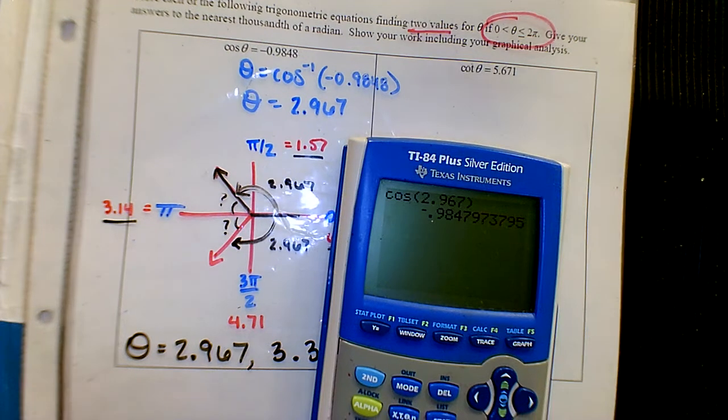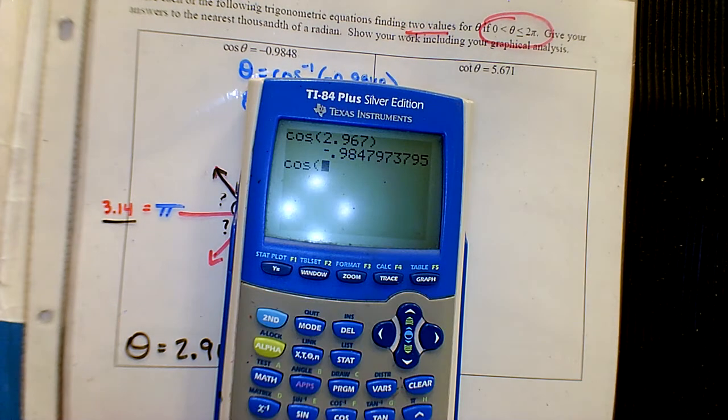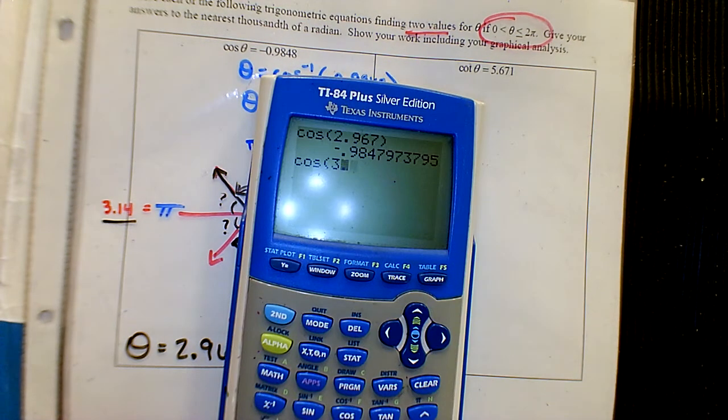Let's definitely check the one that we had to figure out. So cosine of 3.313. I'd say we're pretty close. Okay, we're off slightly because of the rounding, but it's still around the correct measurement, I'd say.